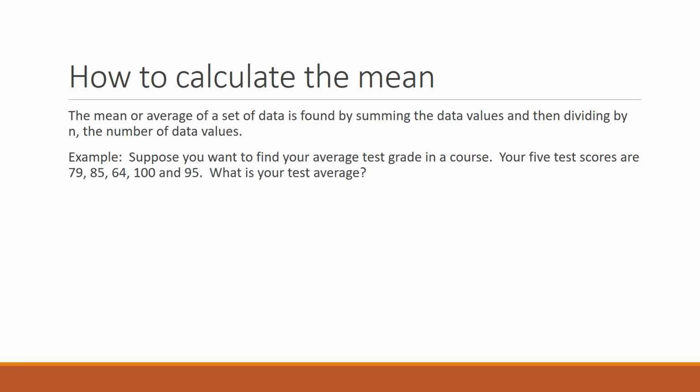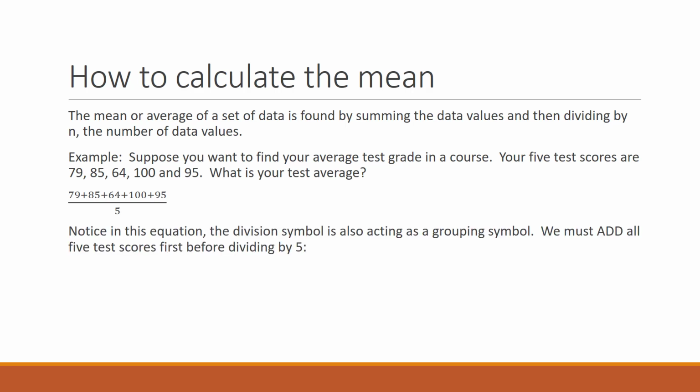Suppose you want to find your average test score in a given course. Your 5 test scores are 79, 85, 64, 100, and 95. What is your test average? In order to compute this, we need to first sum all 5 test scores and then divide by n, the number of data values. Notice in this equation the division symbol is also acting as a grouping symbol. This tells us that we have to add all 5 test scores before dividing by 5.